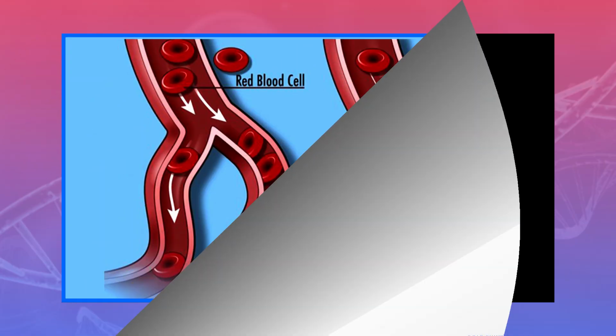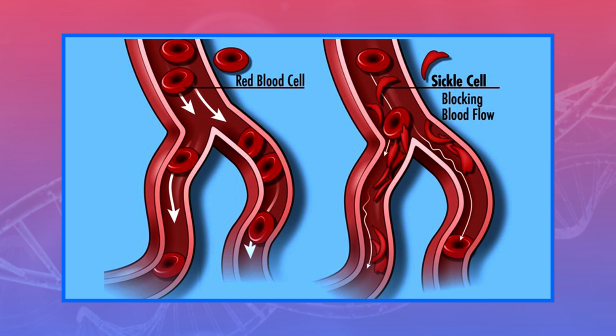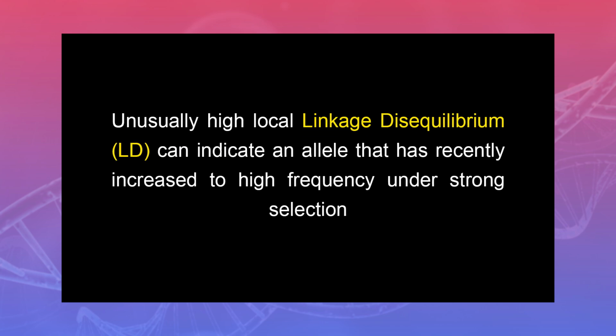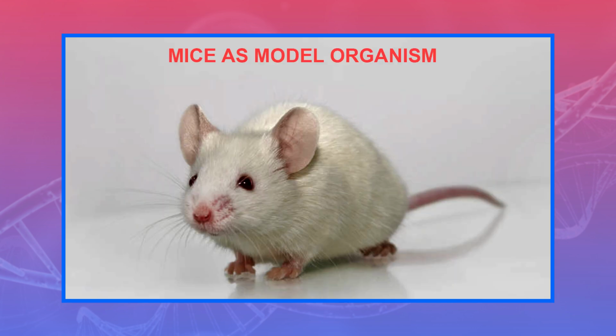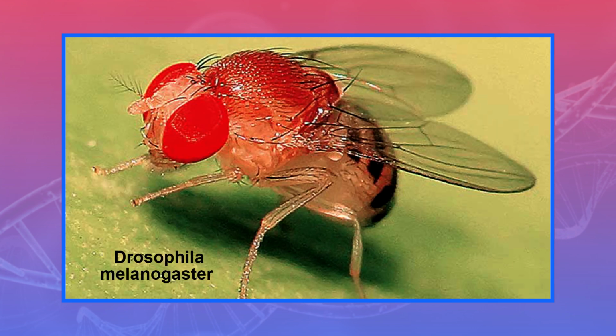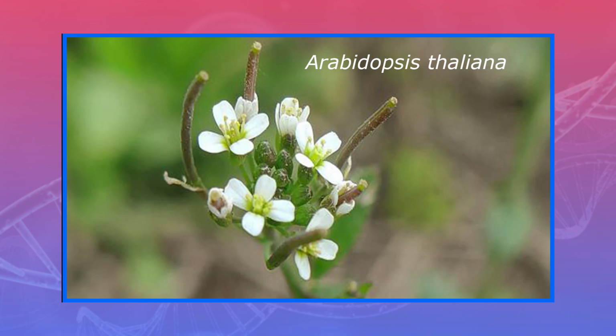Many recent genome-wide association studies have successfully mapped single nucleotide polymorphisms associated with complex inherited disease in humans. Unusually high local linkage disequilibrium can indicate an allele that has recently increased to high frequency under strong selection. Several methods have been developed to detect selected loci and to estimate the age of alleles using patterns of linkage disequilibrium. In humans, the analysis of linkage disequilibrium is well underway. The pace is slower in other species, although some model organisms including mice, dogs, Drosophila, that is fruit fly, and Arabidopsis thaliana are catching up fast.